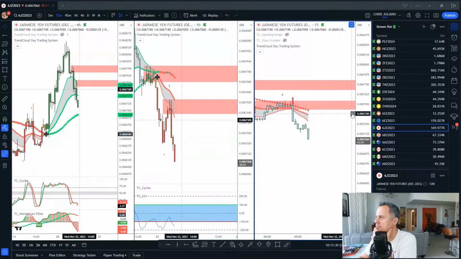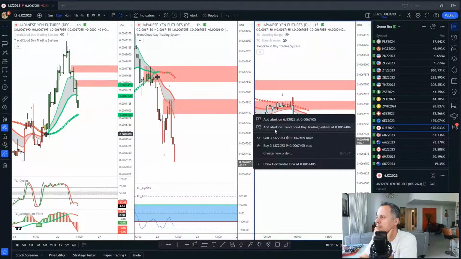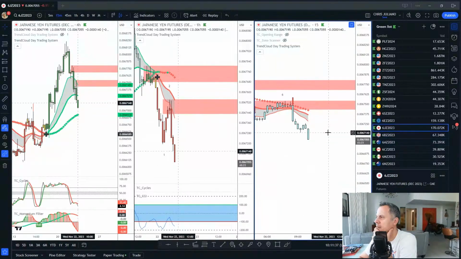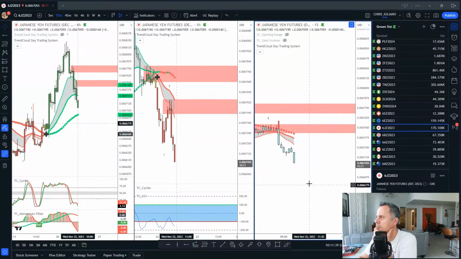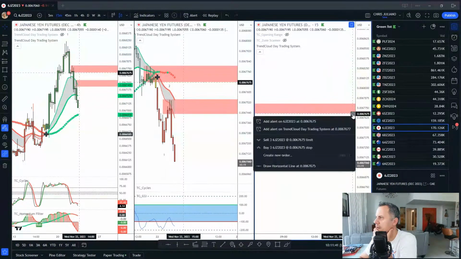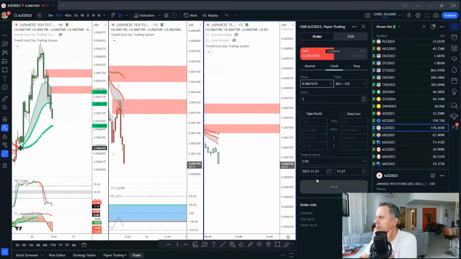Let's set another alert. Or actually, the Japanese yen, we can set the trade right here. Sell.